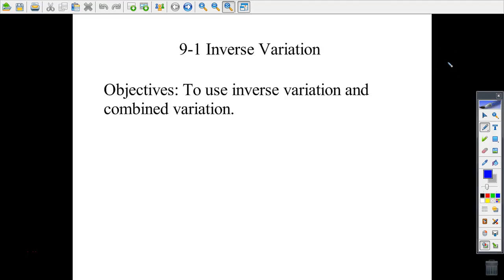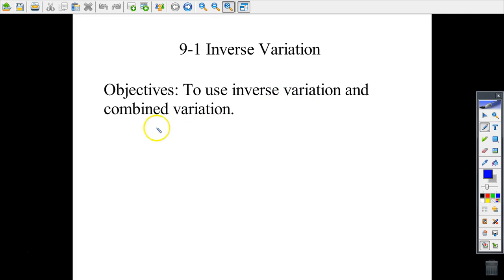Today's lesson comes from section 9.1, and as you can see, the title is Inverse Variation. My goal for you today, at the end of this lesson, is for you to have a basic understanding of what we mean by inverse variation, and be able to write the equation, or the function, for inverse variation.